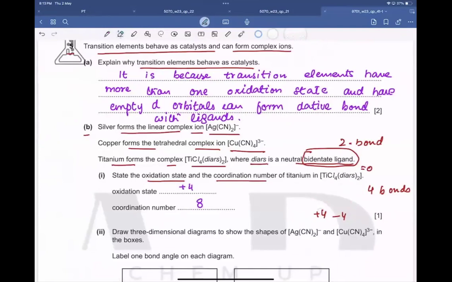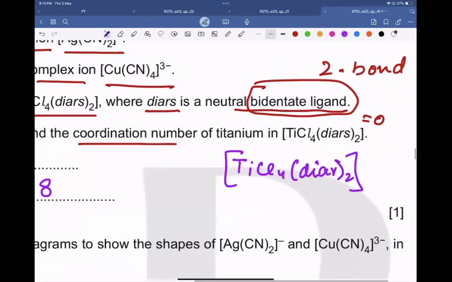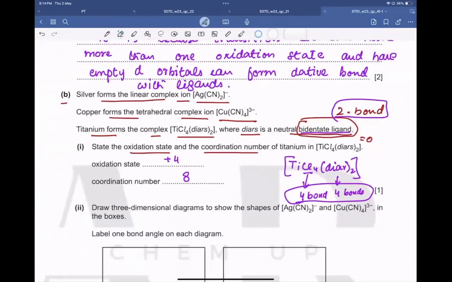See, it's TiCl4 with two of the bidentate ligand. So it is forming four bonds, because they have told you it's a bidentate ligand, which means it forms two bonds, but there are two of them, which means they can form four bonds. There are four chlorine, which means they are also forming four bonds, because one chlorine forms one bond. So the total number of dative bonds would be 8, so the coordination number is 8. Is this clear?